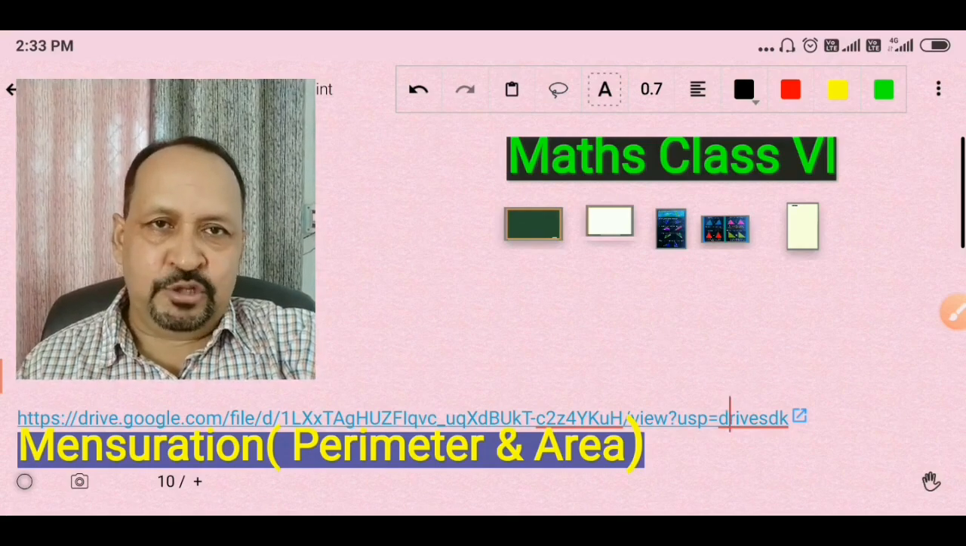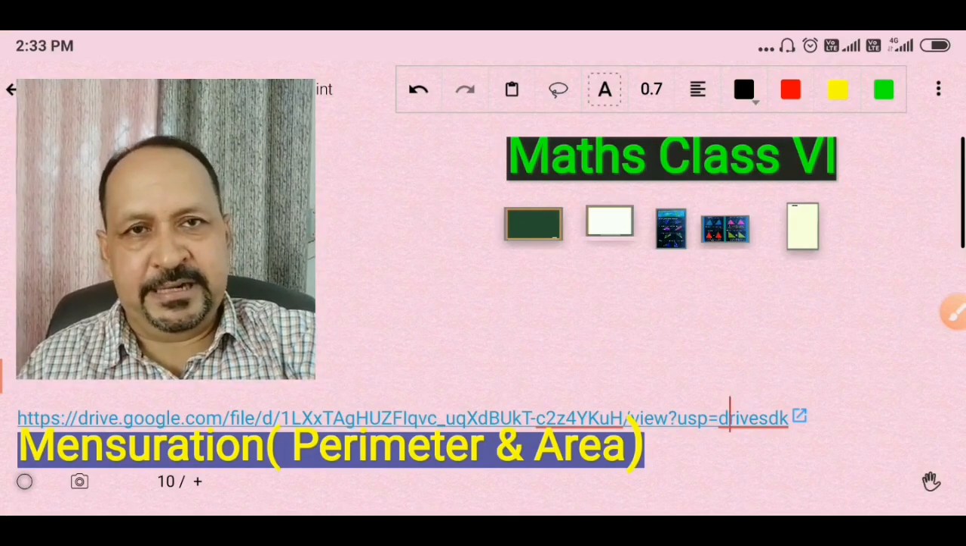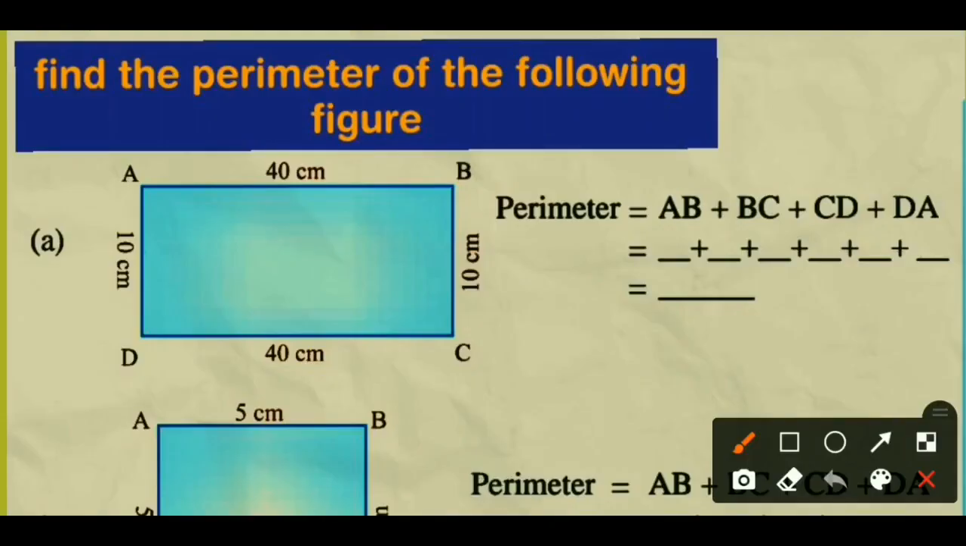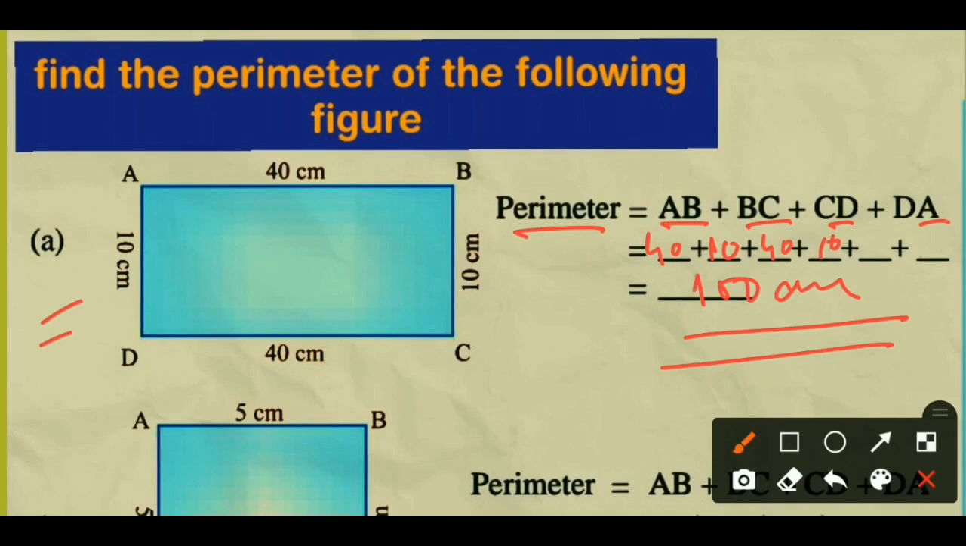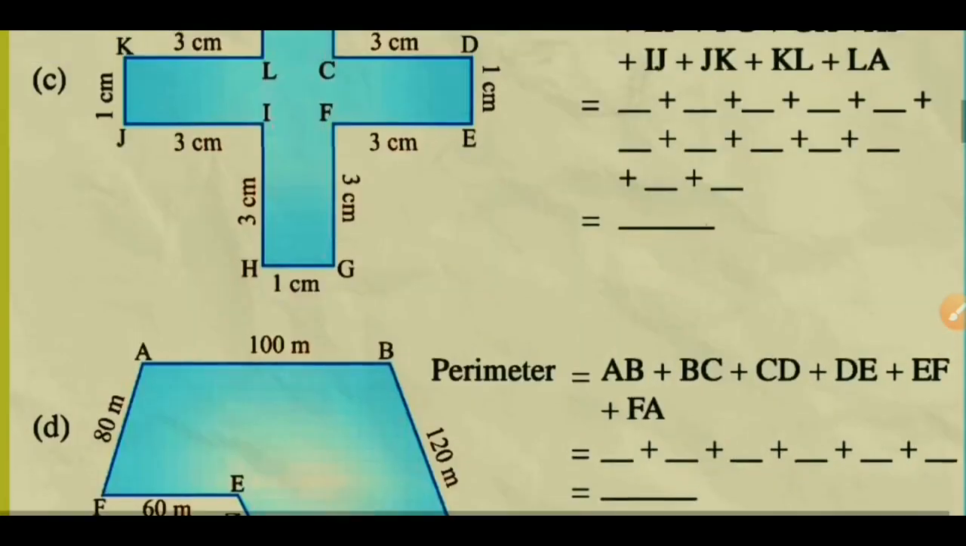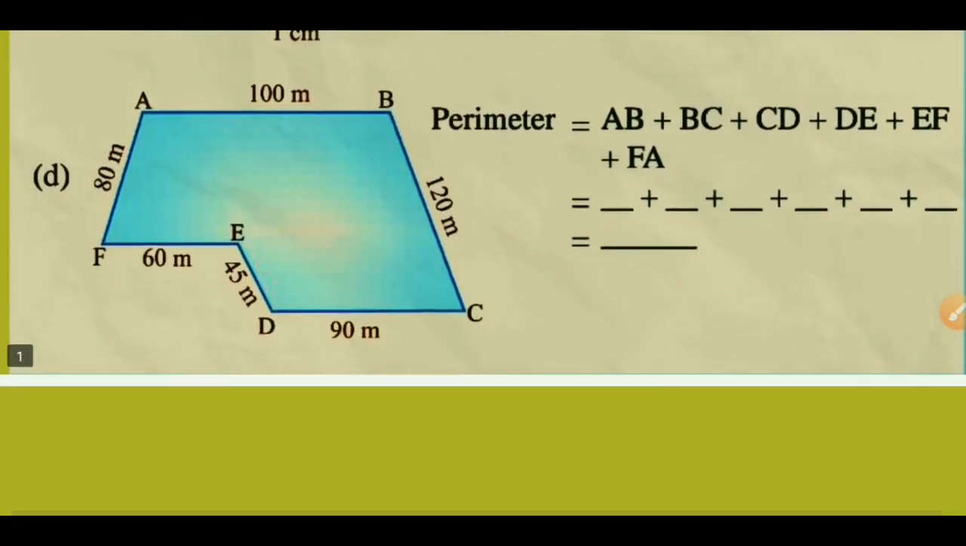Now we will do some practice questions based on the concept of perimeter and area. There are some figures with measurements given below and you have to find the perimeter of the figure. Perimeter equals AB plus BC plus CD plus DA. Now AB is 40 centimeter, BC is 10 centimeter, again 40 centimeter and 10 centimeter. So the perimeter of the given figure is 100 centimeter. Similarly, you can find the sum of all the sides of a figure, so you can get the perimeter easily.